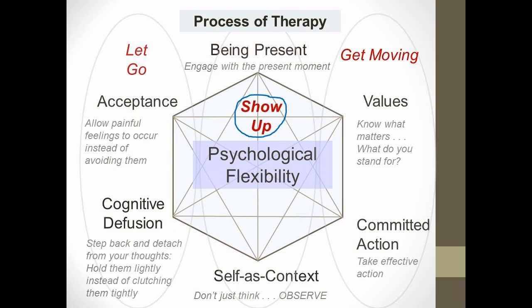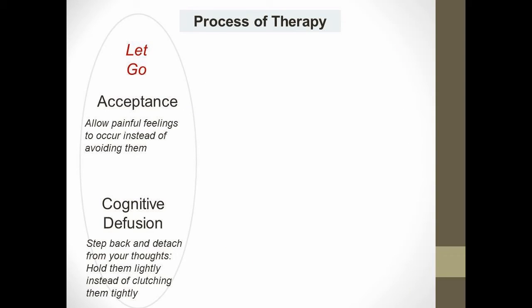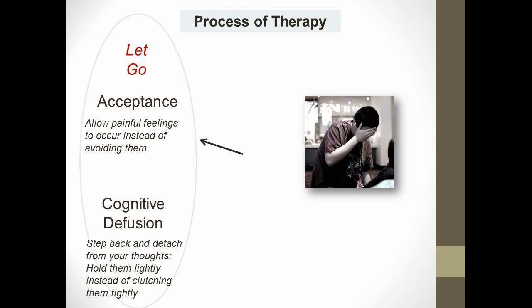Now, we just talked about the first process of ACT, showing up. The next involves letting go, which incorporates two parts: acceptance and cognitive diffusion, which is sometimes called diffusion. Note that acceptance involves allowing painful feelings to occur instead of avoiding them. If you think about it, it's often easier to avoid uncomfortable feelings than to face them head on. But according to ACT, we really want to focus on our feelings, no matter how painful they may be.